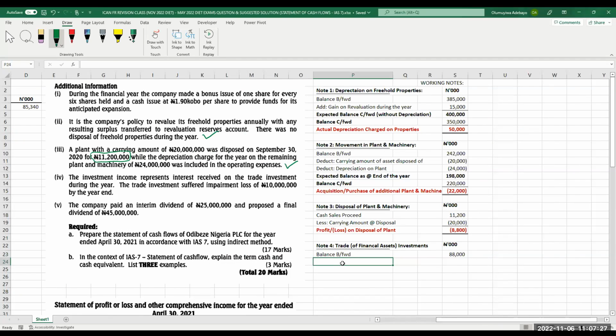If trade investment has suffered impairment loss, what does that mean? It means that impairment loss will have reduced the value of the trade investment, and it will have been charged to profit or loss. Therefore, this has reduced by 10 million, which means all things being equal, what we should have in our balance sheet should be 78 million.